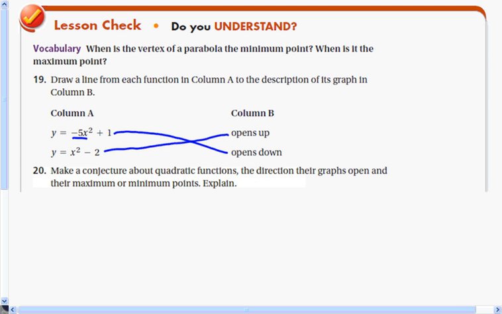And basically, it has to do with the coefficient of the quadratic term, or the x squared term. If it's a negative coefficient, then it's going to be a maximum, because it opens down. If it's a positive coefficient, then it's going to be a minimum, because it opens up.